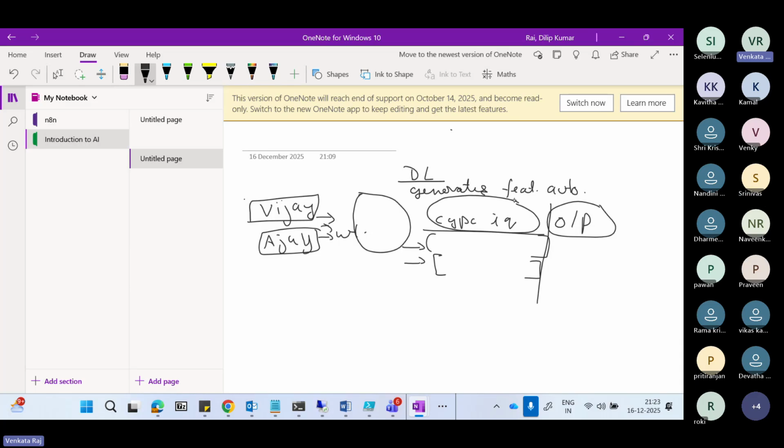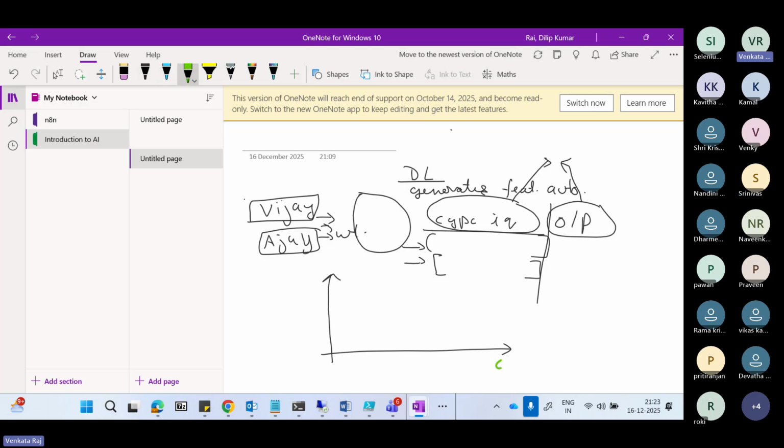Machine learning will try to infer a relationship between these two. Based on this, it is going to create one pattern. I'll show you one simple example, maybe this will help you get more clarity.